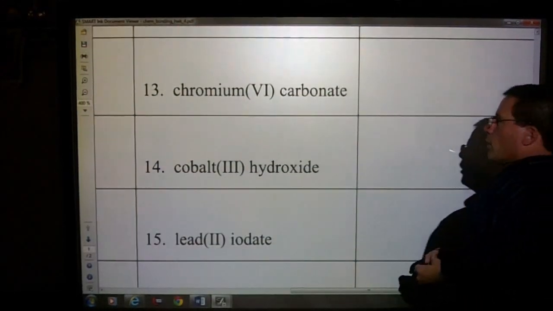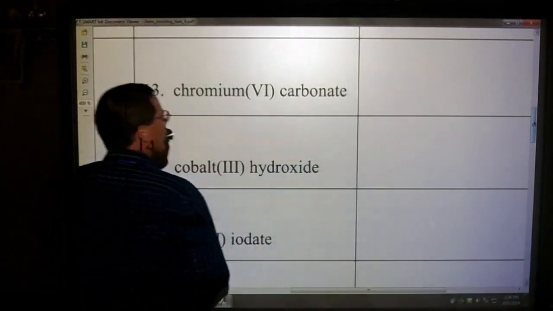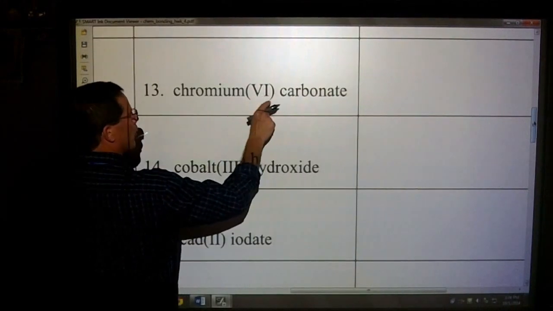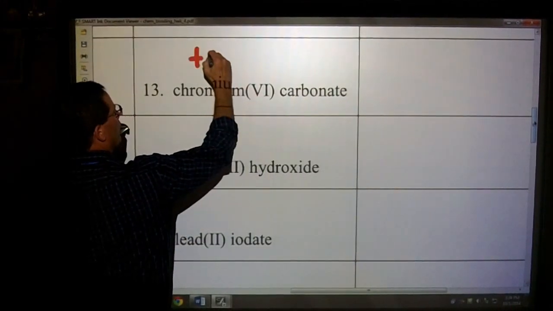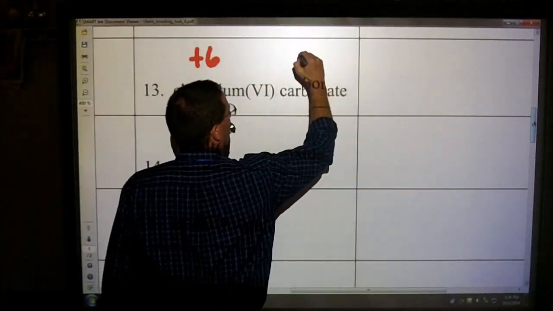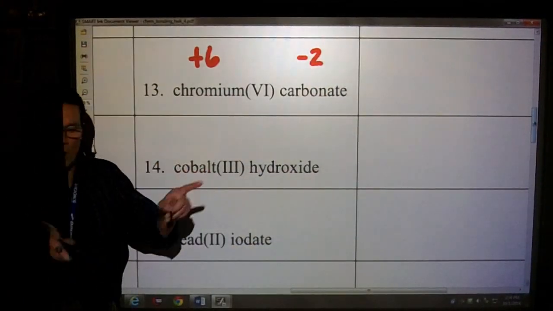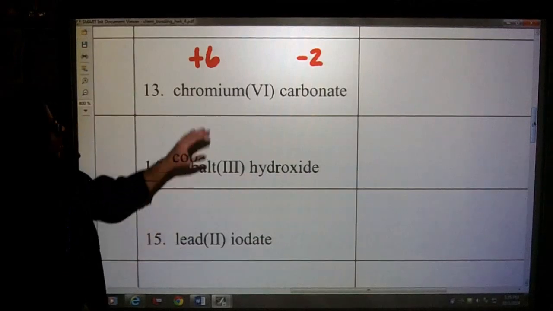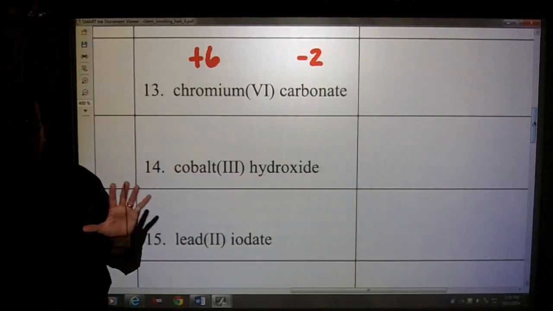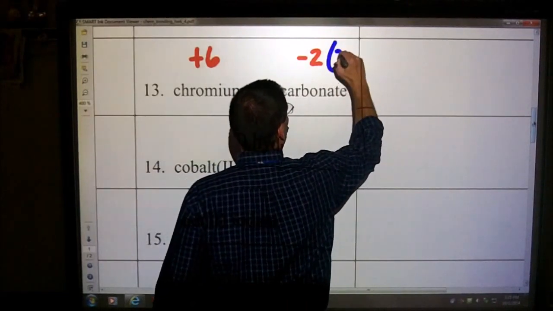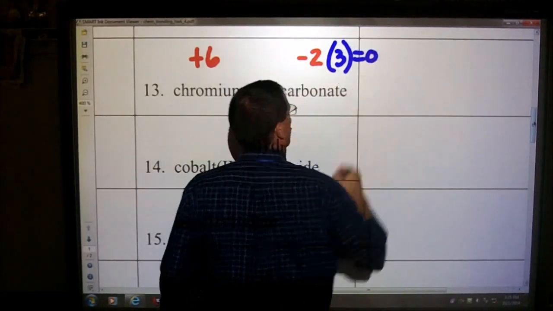Number 13, chromium(VI) carbonate. Again, I'm sorry, that's a 6, my bad. So the numbers after, we have a 6 there, and carbonate is a -2. Same thing, if you're planning on switching those values, make sure that you ask yourself, will they be reduced? And in this case, we would, because this will equal 0.